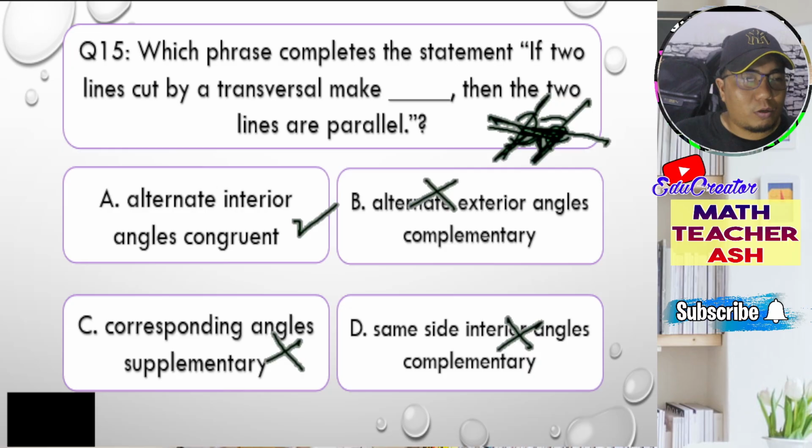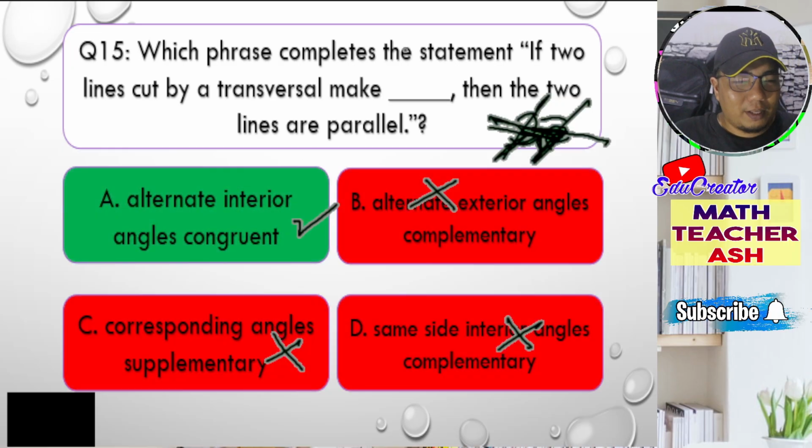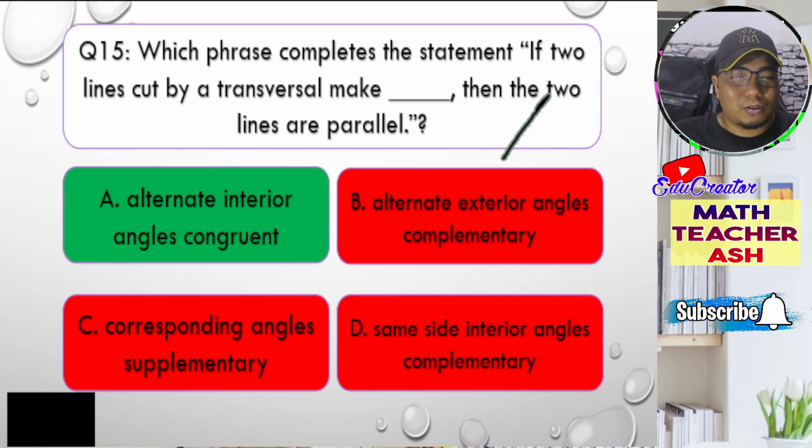Now let's check whether we are correct. Alright, so we are indeed correct, my dear math learners. I hope you got that one. And if you do have some questions or confusions, don't forget to put them in our comment section below. Now, let us go to question number 16.